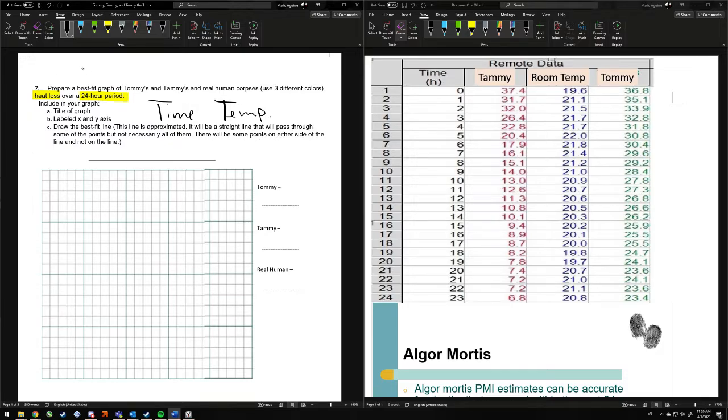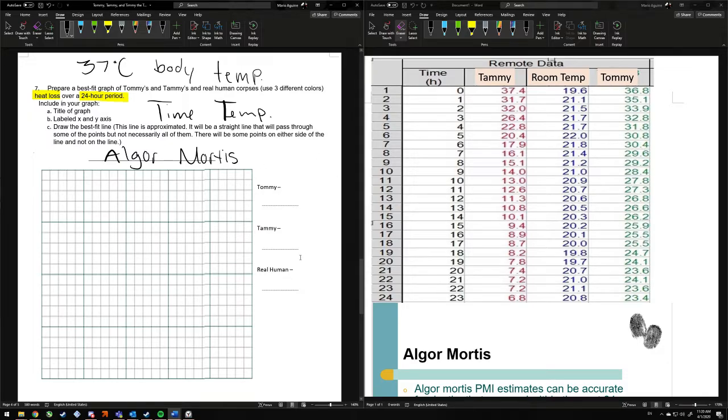Other thing super important to know is that the human body has a temperature of 37 degrees Celsius. All of the temperatures are in Celsius, so we're going to refer to this normal body temperature as Celsius, okay? So first thing, A. Title the graph. So we're talking about how the body loses temperature over time, and that is called algor mortis. So we're going to title this algor mortis. You can title it body heat lab, or body heat graph. Either one of these will work just fine.